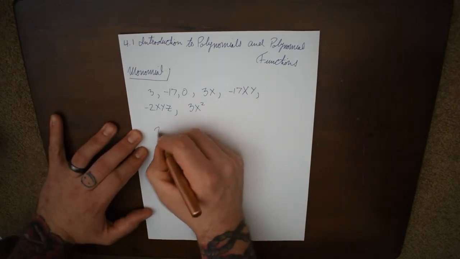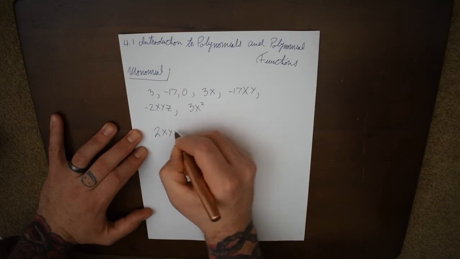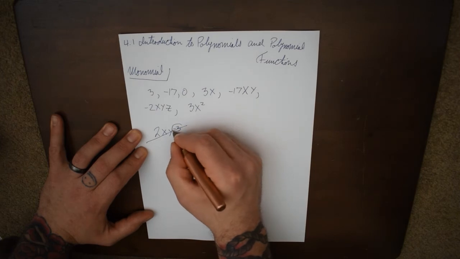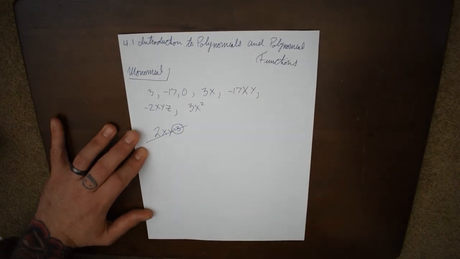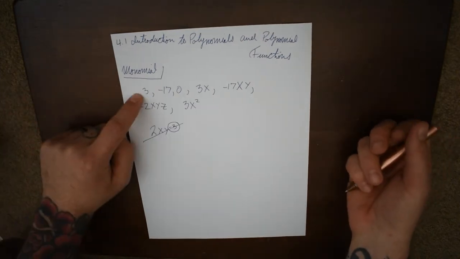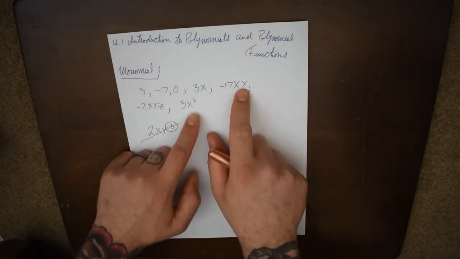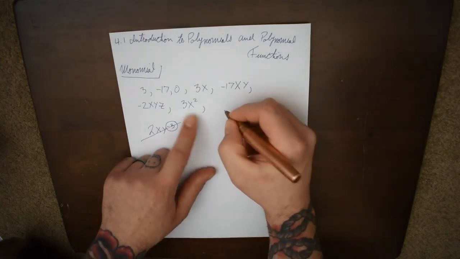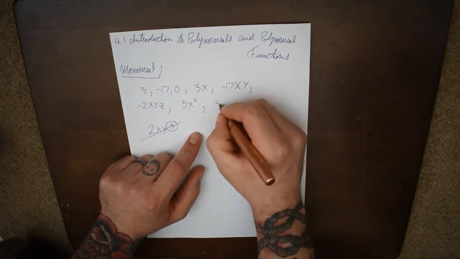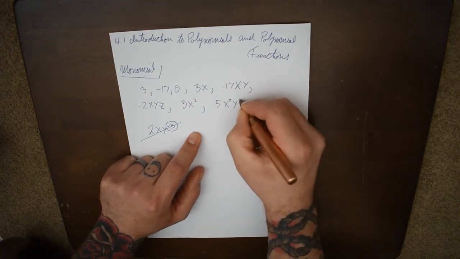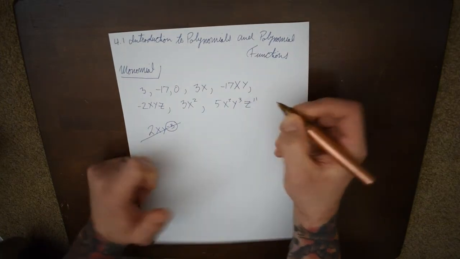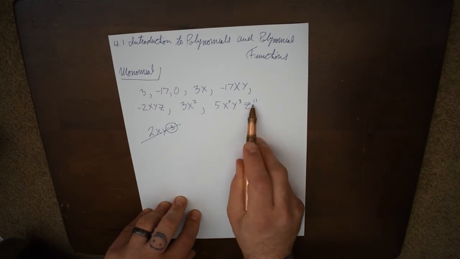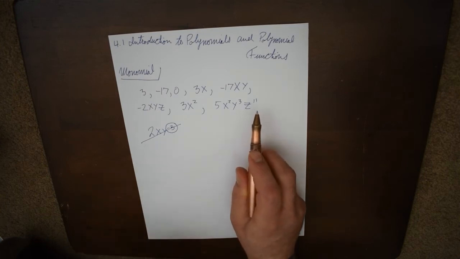We'll say 2xy to the negative 3 is not a monomial, because that exponent was negative. So monomials are a constant times a variable or some combination of variables, and those variables can have exponents, and all of the exponents, we'll say 5x squared y cubed z to the 11th, a constant times some variables, and all the exponents on the variables are non-negative integers.